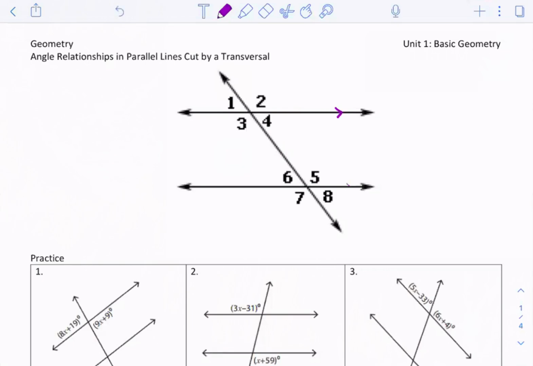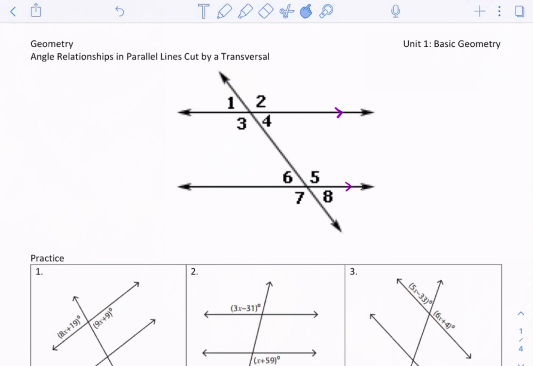So here are 2 parallel lines. They are lines that will never meet, they'll never touch. And they're being cut by this line right here, which is called a transversal. Now, I want you to just take a look at this image. You may be able to recognize it. And let me see if you remember anything about it.